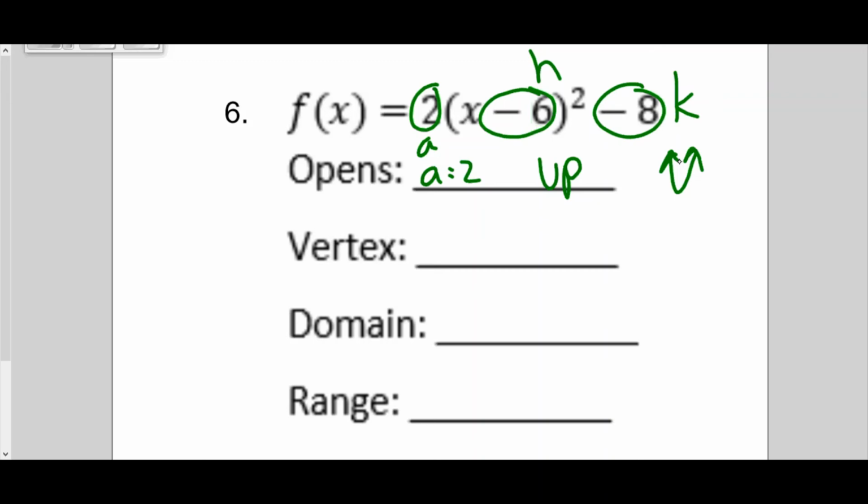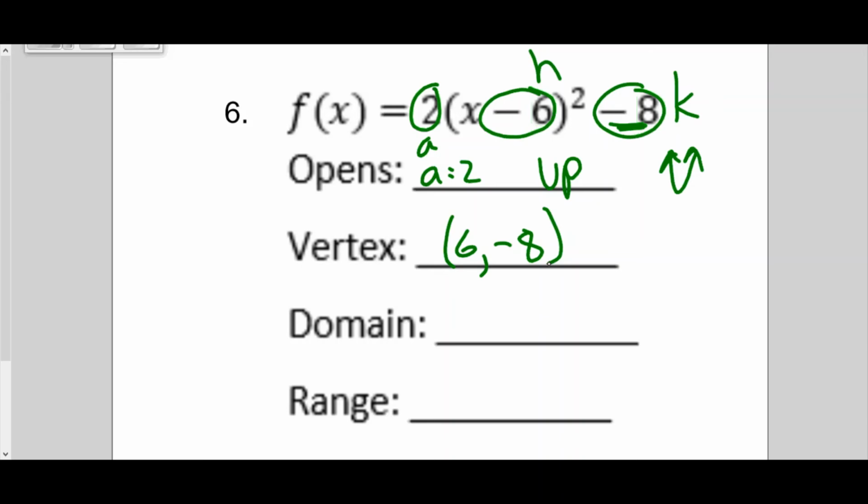The vertex, remember, it's h comma k. H is going to get the opposite sign. So 6 is going to be my h value, and k is going to get the same sign. K is going to get -8. So my vertex is 6, -8.